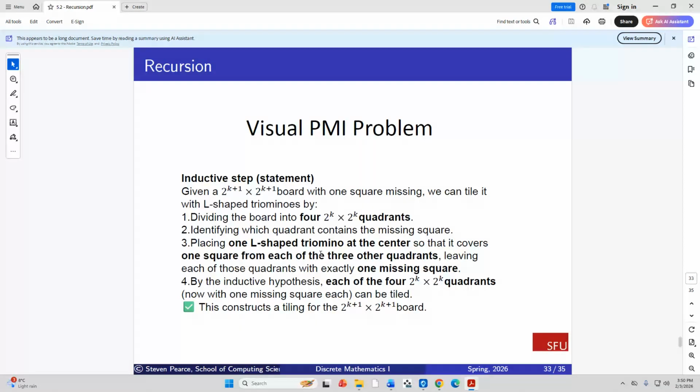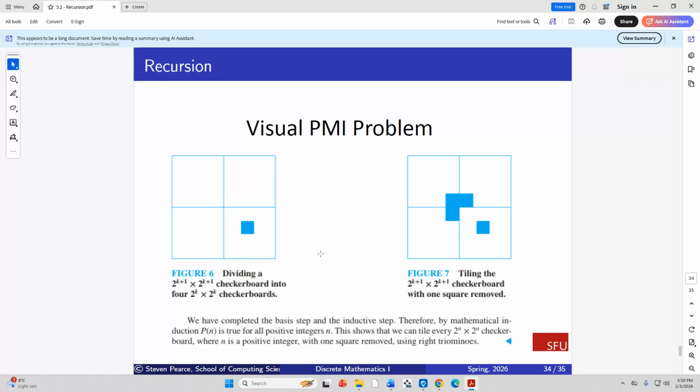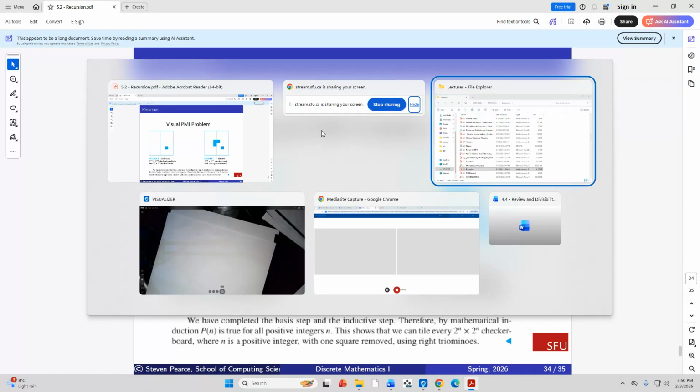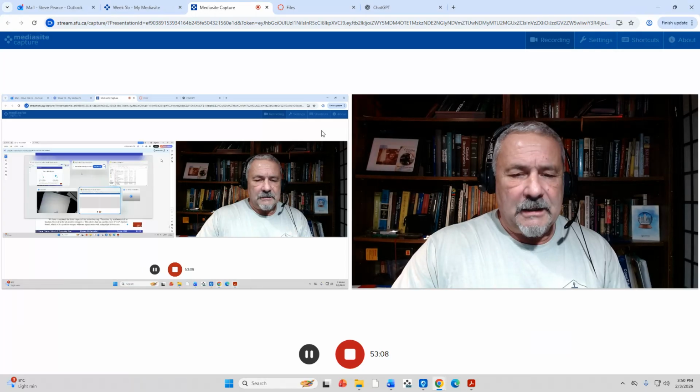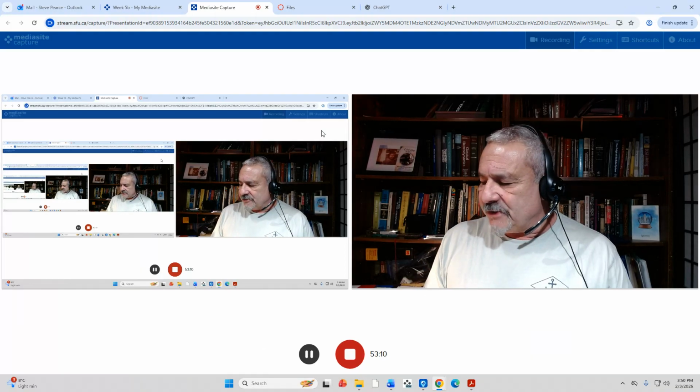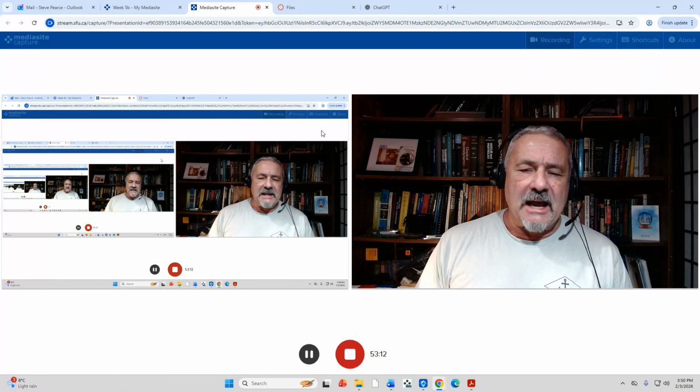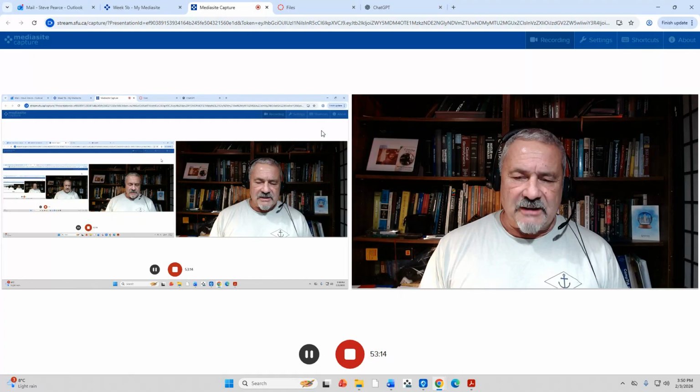This is just a more detailed look at how to do that visual problem. I'm going to take this out of the previous set. I have to fix the inductive PDF, and I'll send that to you as soon as I finish doing that.